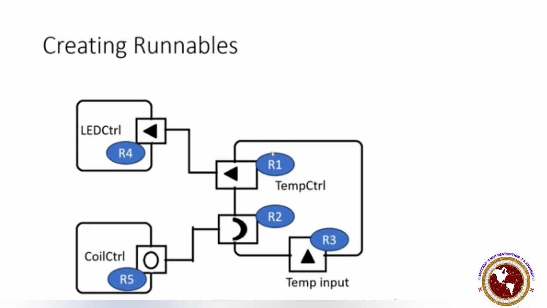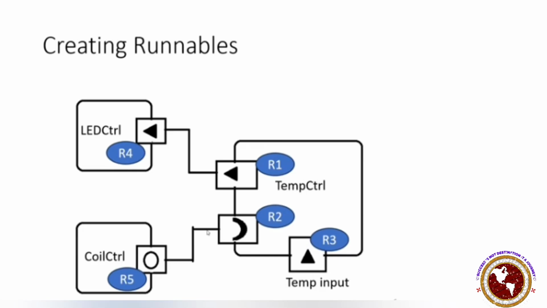The R1 runnable takes care of sending the data from this port to this port. So R4 is responsible for receiving this data. Similarly, R3 picks up the data which is coming at this port, that is our temperature information. And then R2, here we have a different interface. This interface and this interface are both making use of sender receiver interface, whereas here we have the client server interface.